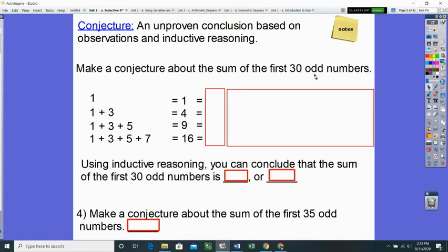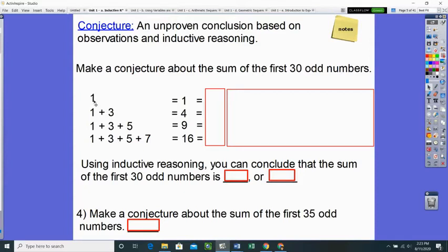So we're going to try to see if we can make a conjecture and get to this without having to add 1 plus 3 plus 5, for 30 odd numbers. So what I do is I look for a little bit of structure, and I'm going to break this down into smaller pieces. So I'm going to start, there's the first.